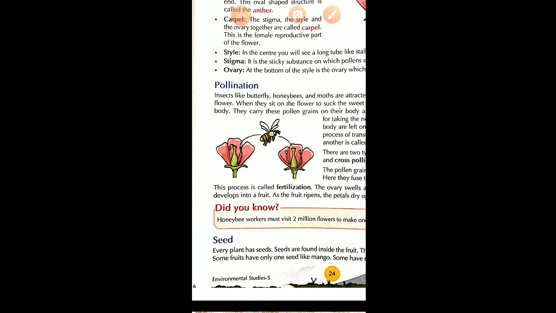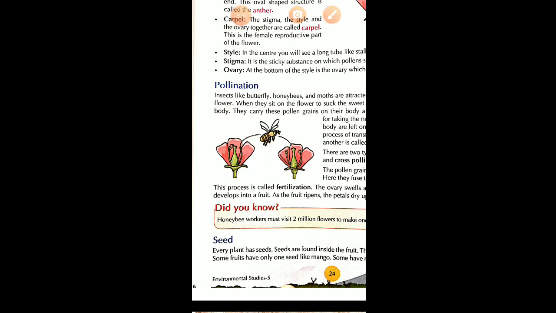Is it clear? That is the reason, student, pollination is very important. Why? Because pollination leads to the creation of new seeds, and from these new seeds new plants come out. You are understanding, student, why pollination is very important in plants? Because it leads to the creation of new seeds, and from those new seeds new plants come out.